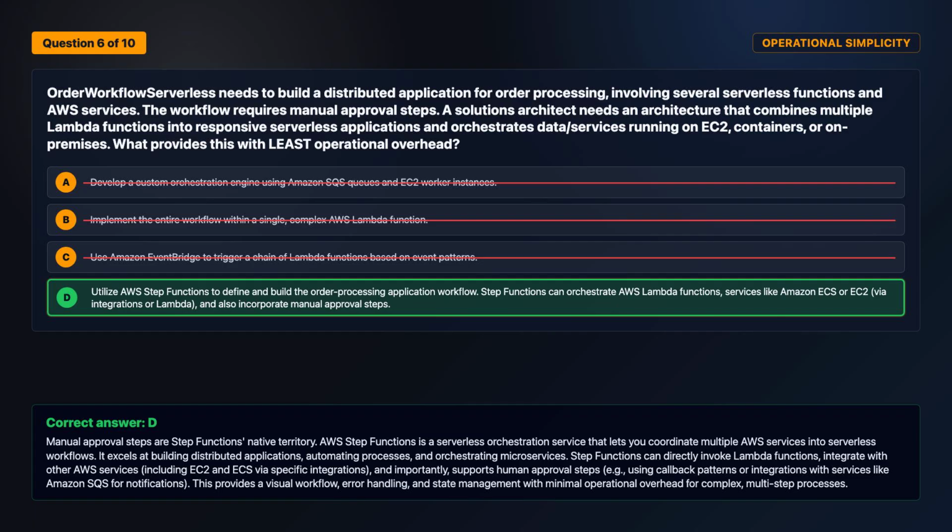Step Functions can directly invoke Lambda functions, integrate with other AWS services, including EC2 and ECS via specific integrations, and importantly, supports human approval steps, e.g., using callback patterns or integrations with services like Amazon SQS for notifications. This provides a visual workflow, error handling, and state management with minimal operational overhead for complex, multi-step processes.